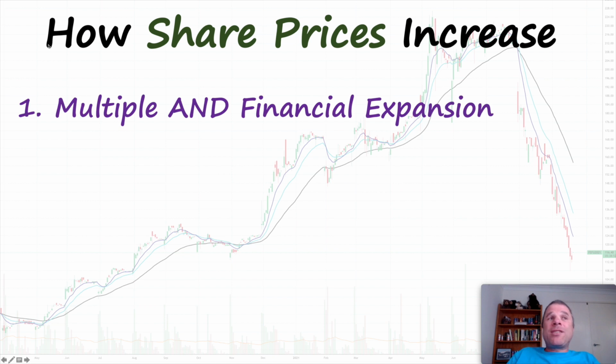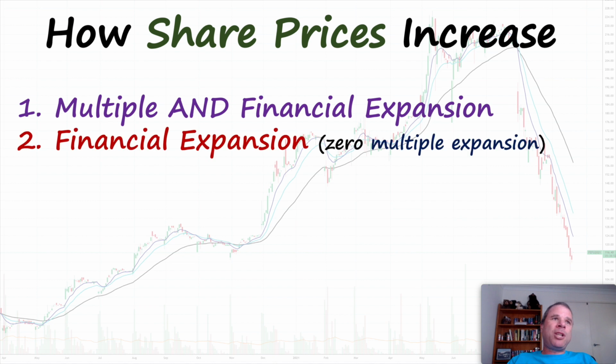The first way is through multiple and financial expansion. In these situations, we will see the share price of a company run up quite hard. I'm always wary of these setups because when you do see multiple and financial expansion, there is a possibility the market is getting a little bit too hot, a little bit too frothy for a company, but it can continue for quite a while. So I'm not particularly looking for situations where I see multiple and financial expansion.